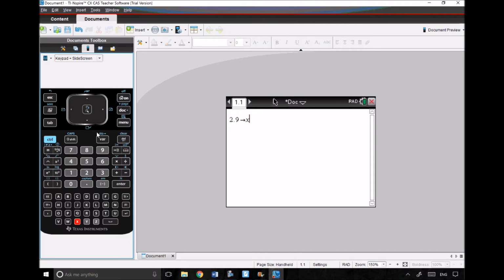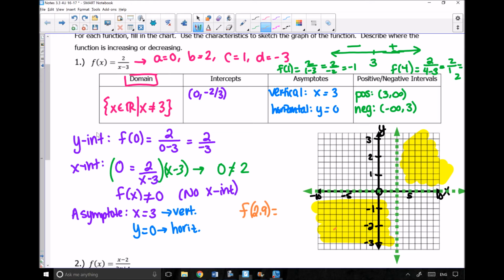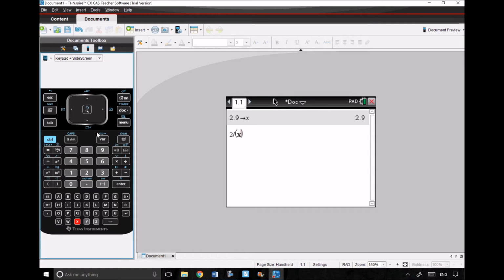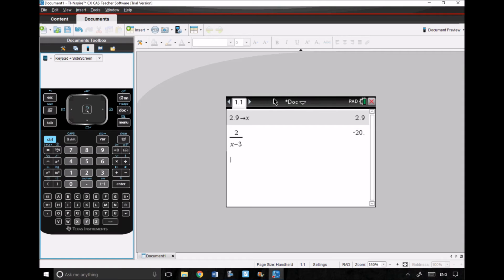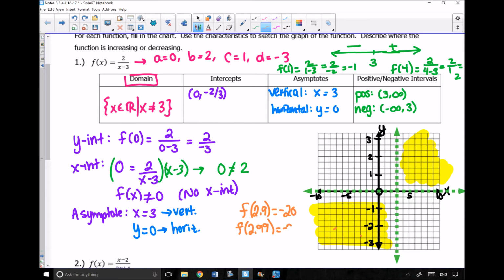And again, if you want to do this on Desmos, you can. And then I'm going to figure out what 2 over x minus 3 is, and I get -20. So I know that this is approaching on the left side of my graph. It's going down towards -20. Well, I want to get even closer to 3. So let's go ahead and do that. So I'm going to take 2.99, I'm going to store that in as x, and I'm going to do the same thing, and it's an even larger negative, so it's very clear that this is going down. It's approaching -infinity over here, okay?